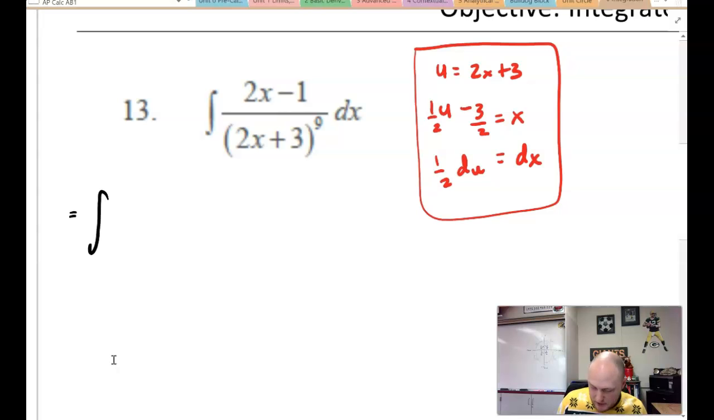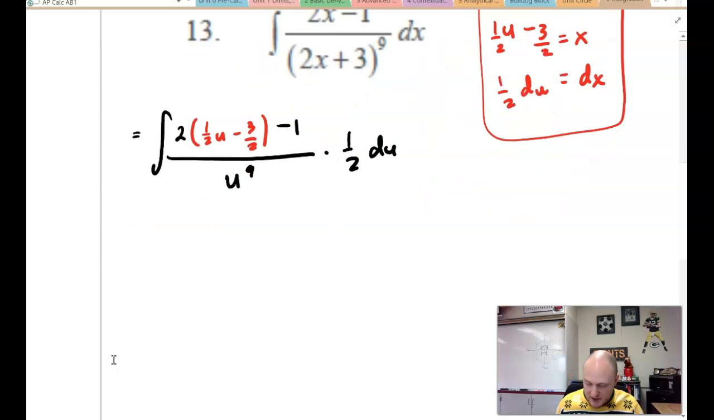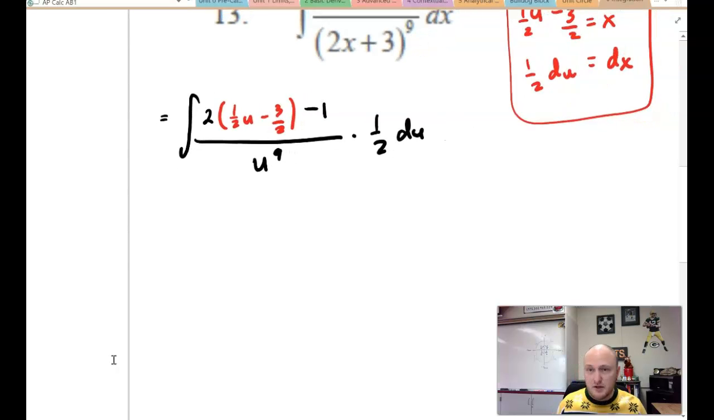So this is equal to the integral. Okay, so 2 times x. Well, x is 1/2 u minus 3/2, minus 1, over, this is u to the power of 9. And then dx is 1/2 du. 1/2 du.